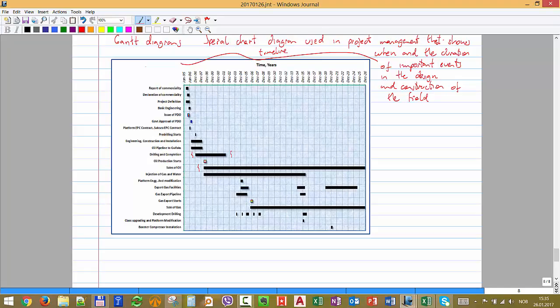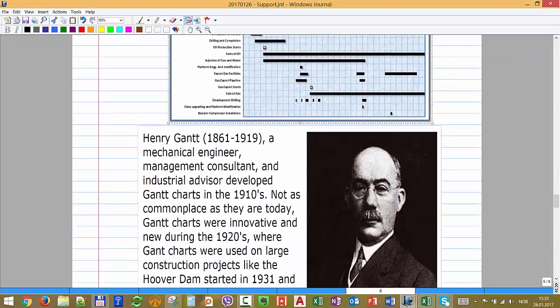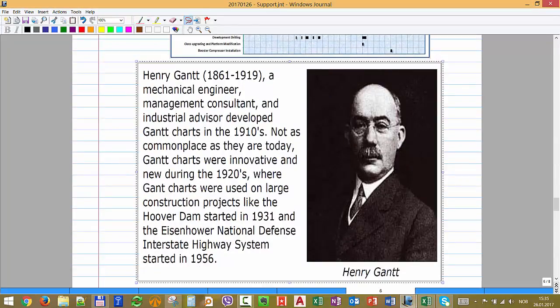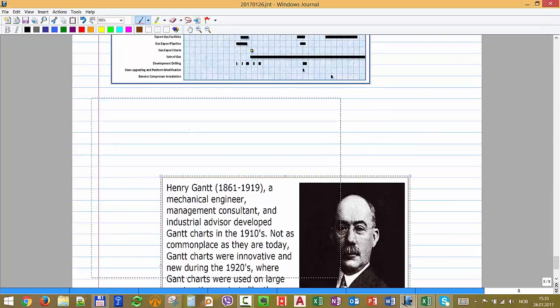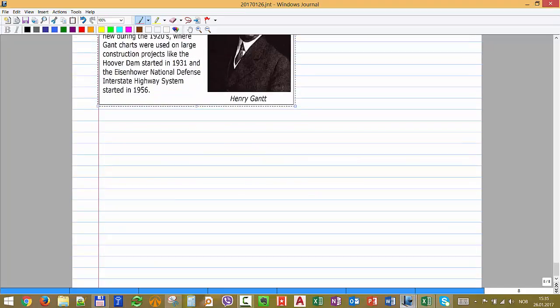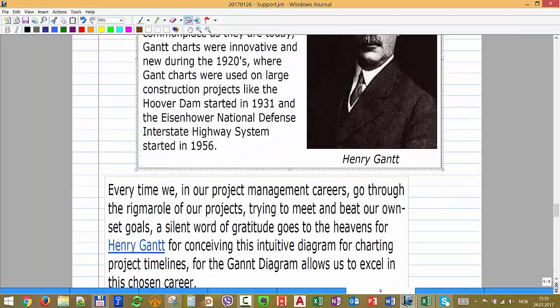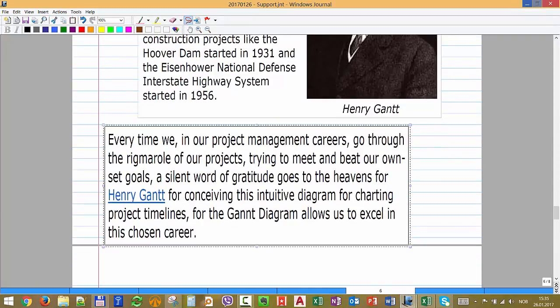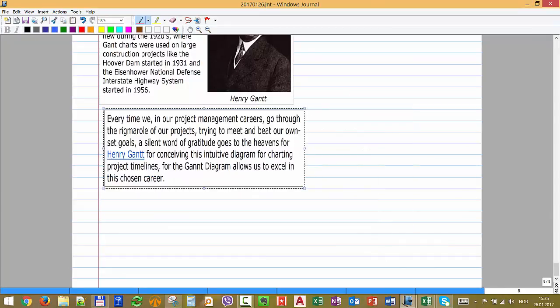Okay, not much to say here, maybe just to put the photo of the guy, and you can read later. And that is a very useful lemma from project management. So if you ever end up in project management, you will have to make your prayer to Henry Gantt, okay, to say thank you for this nice tool.